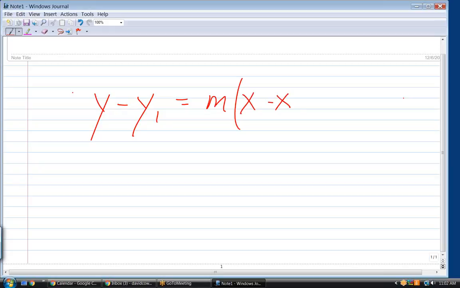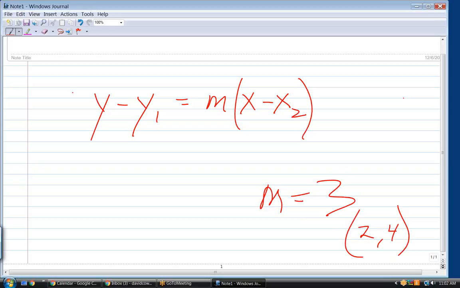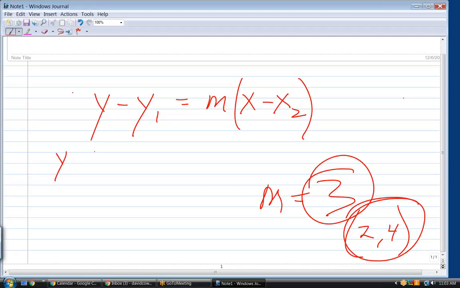In other words, let's say I told you that the slope of a line is 3, and it goes through the point (2, 4). Well, there's my slope, there's my point. I can plug it directly in. What would it be? So it would be y minus 4 equals 3 times x minus 2? Correct. And I'm done. So you use point-slope when you have a point and a slope.